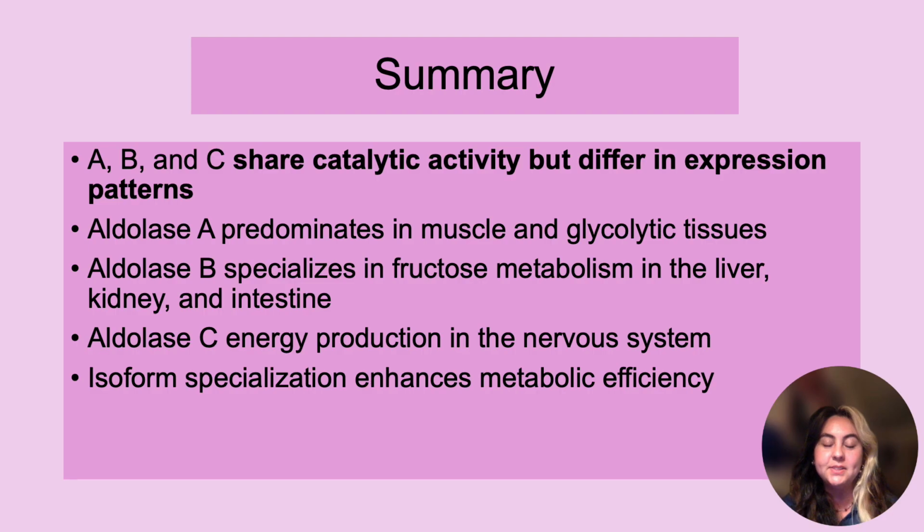All right, just to summarize really quickly. Isoforms A, B, and C are going to share catalytic activity, but they're going to differ in their expression patterns. And that's been the main overarching theme of this whole thing: subfunctionalization. Aldolase A is going to predominate in the muscle and glycolytic tissues, high activity glycolytic tissues. Aldolase B is going to specialize in fructose metabolism in the liver, kidney, and intestine. And aldolase C is going to prioritize all aspects of energy production in the nervous system.